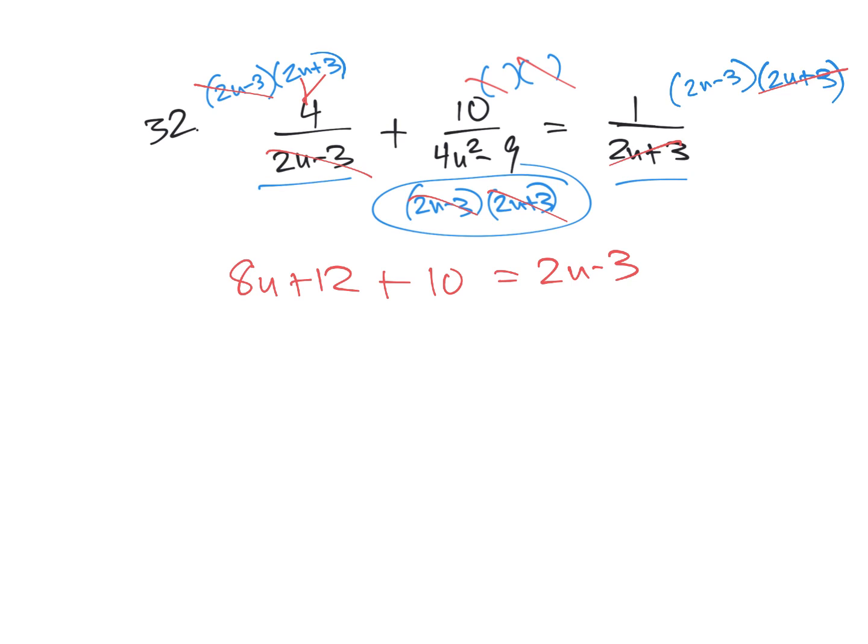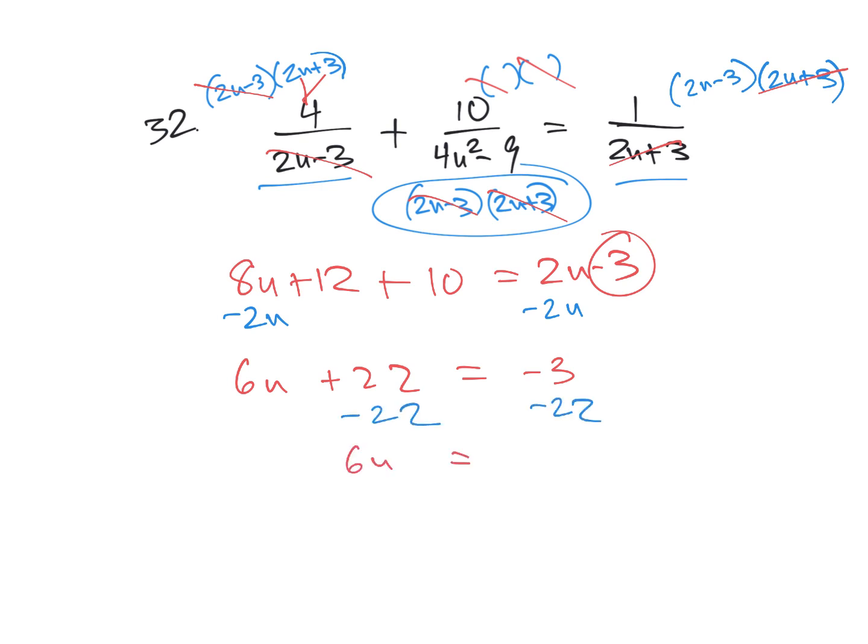So here I'm going to subtract 2u. Okay. I get 6u plus 22 equals negative 3. Please, please, please do not drop your minus signs. All right. And now it's a simple problem. Subtract 22. And we get 6u equals negative 25. And divide off the 6. And u is equal to negative 25/6. Done. Welcome to pre-calculus.